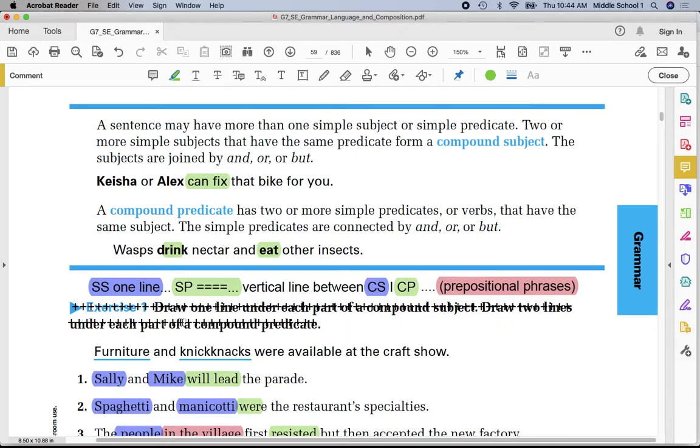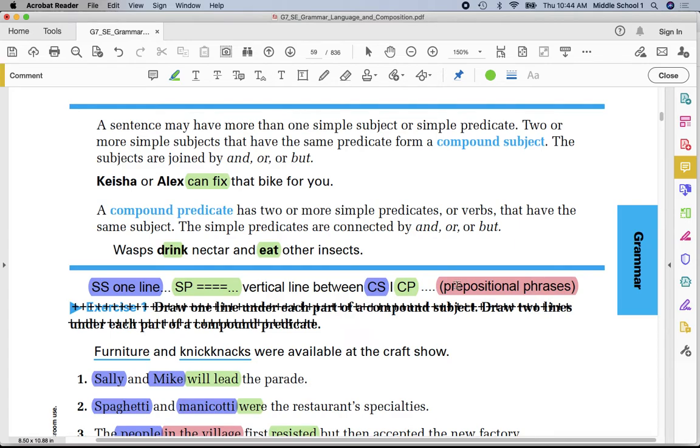Cross out the directions that are printed there, please. And in place of it, I'd like for you to write simple subject 1 line, simple predicate 2 lines, vertical line between the complete subject and the complete predicate, and then parentheses around the prepositional phrases. You don't need to be concerned about the color.